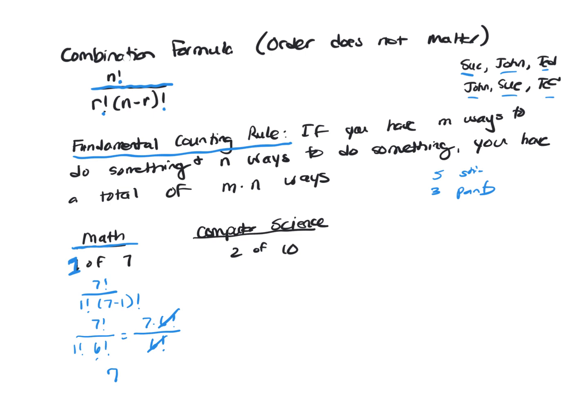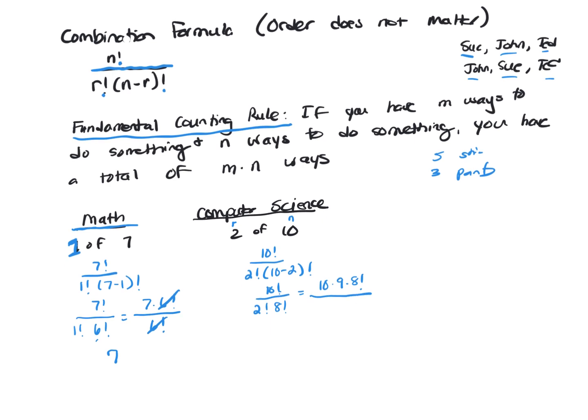Now the computer science, this is n. N is your larger number, and r is the smaller number. You're going to figure out how many ways you can choose 2 people out of 10. So that will be 10 factorial over 2 factorial times 10 minus 2 factorial. And that's 10 factorial over 2 factorial times 8 factorial. Now 10 factorial, that's 10 times 9 times 8 factorial. I'm going to stop because I want to cancel that one on the bottom.